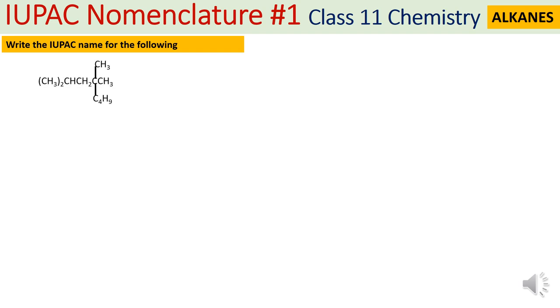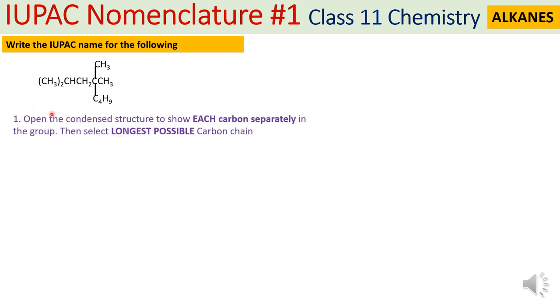So let us take this example. In this example, the chain has CH3 two times, CH, CH2, C, CH3, and to this you have CH3 here and C4H9. So the first thing to be done here is to open the condensed structure to show each carbon separately. So all these are to be shown separately, CH3 two times and C4 to be shown separately in the group, and then select the possible carbon chain, right? So the chain has to be selected after expanding. Since this is an alkane, this could also be an alkane group, right, or alkyl group.